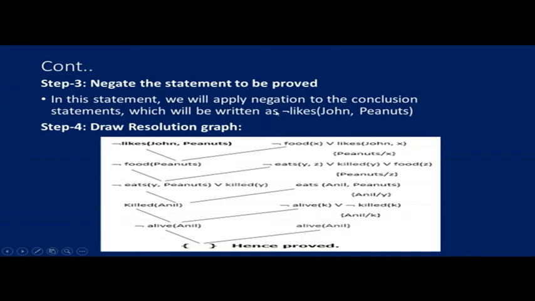So the next, last step is negate the statement to be proved. So what is our statement to be proved? John likes peanuts, right? John likes peanuts. So what is it that we need to prove? We need to negate that. Negate likes John comma peanut. So taking that as contradiction, not likes John comma peanut.